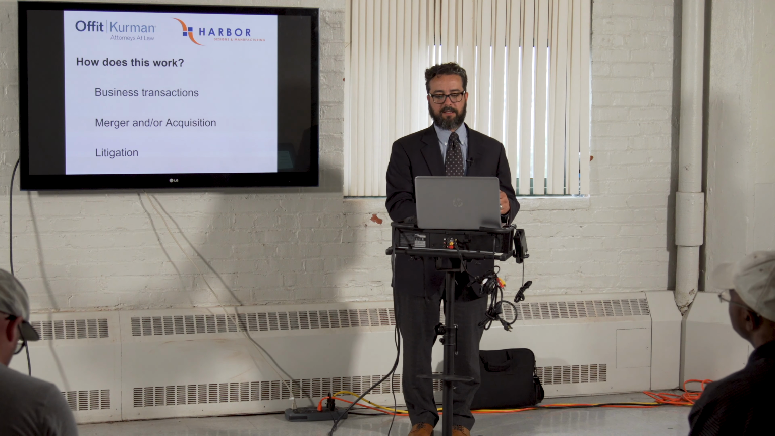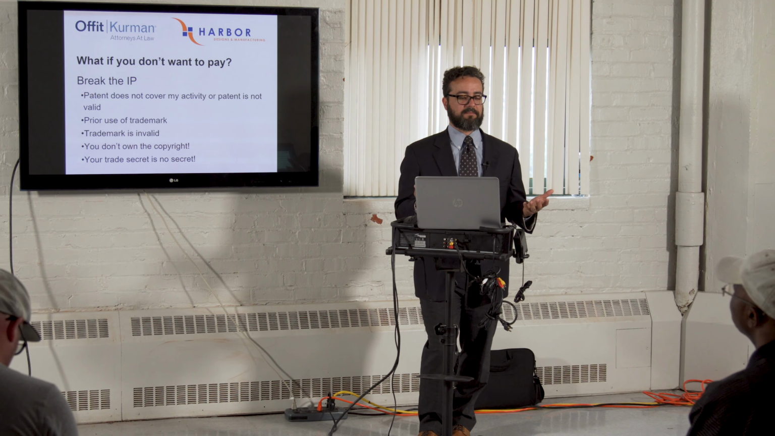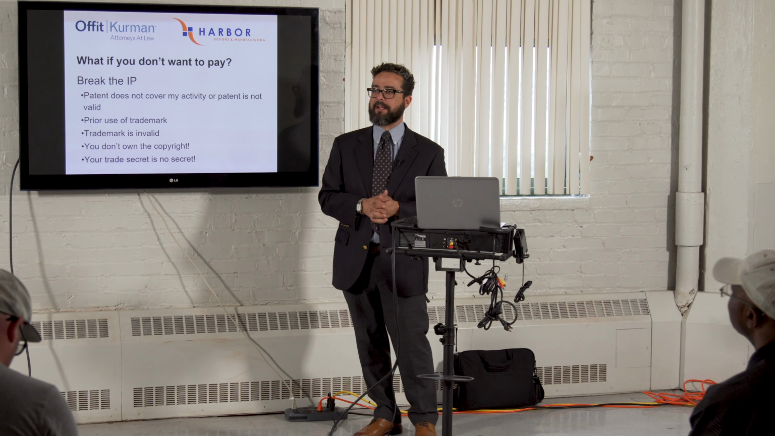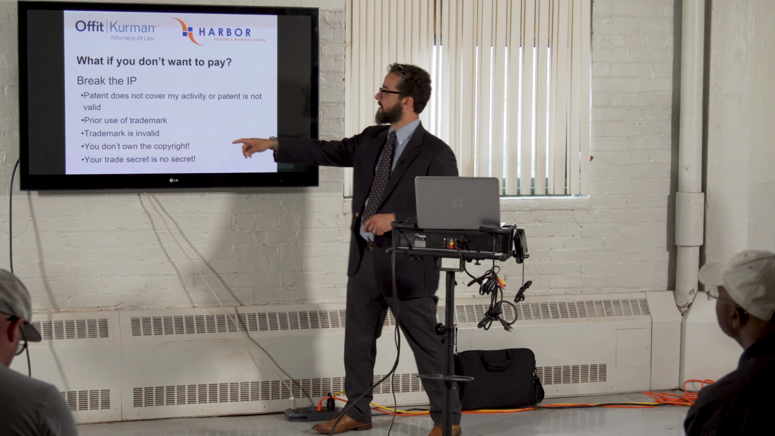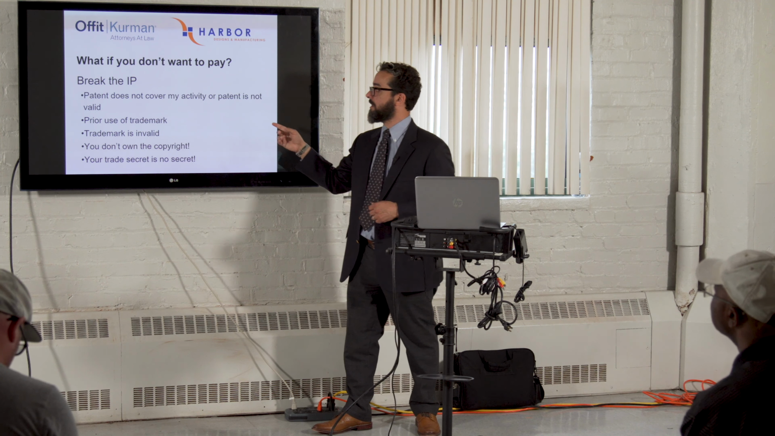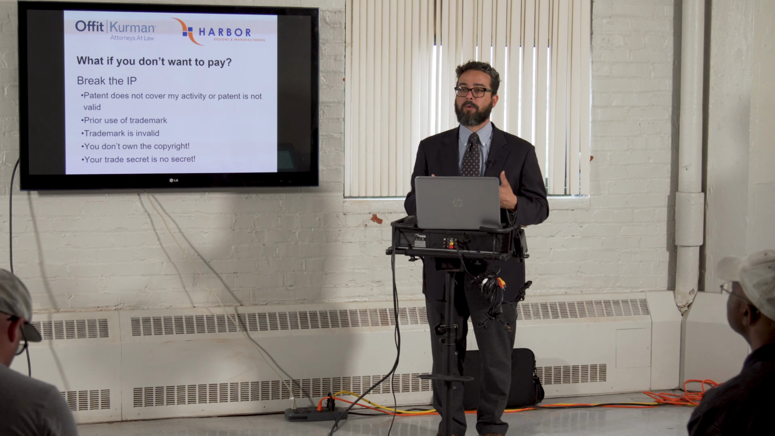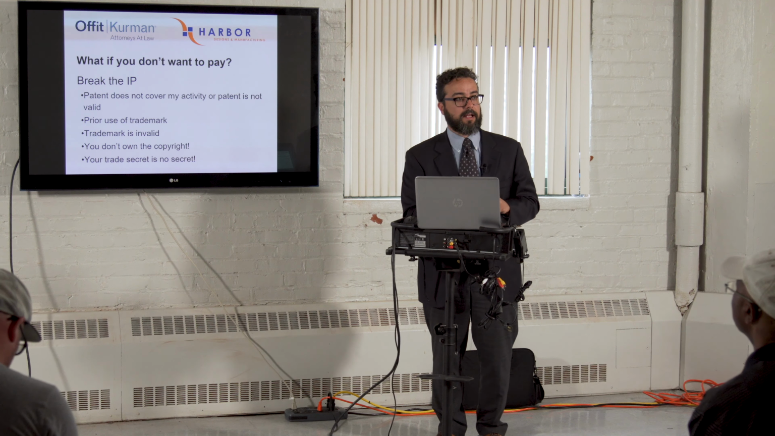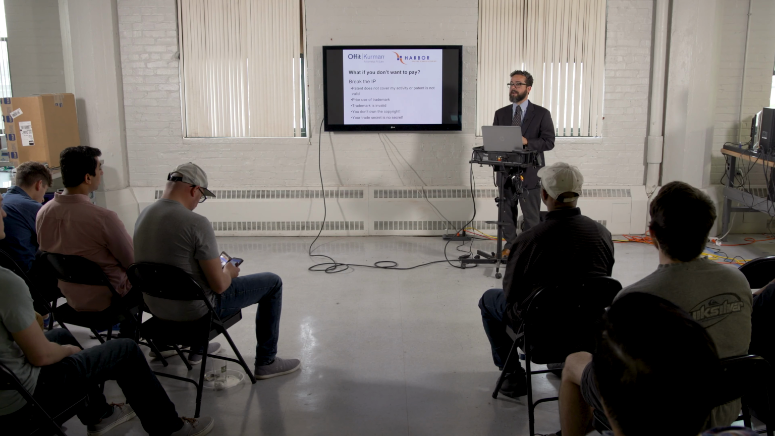Now, looking at this another way, let's say you're that third party. And what if you don't want to pay? Well, how do you get to a point where you have a position where you don't have to pay? You essentially have to break the IP in some way, meaning your patent doesn't cover my activity, or the patent is not valid for some reason. Remember, we only owe royalties for literally infringing a valid claim of a patent. You don't have to pay royalties if you infringe an invalid claim. You just don't. There's nothing wrong with that.